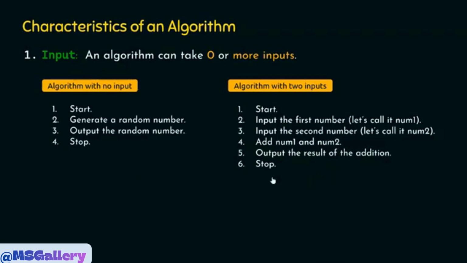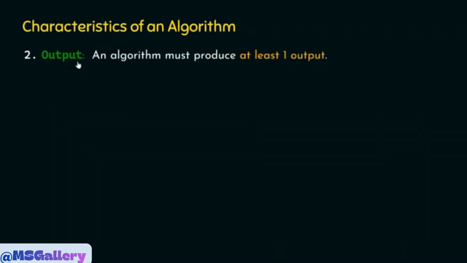So with these 2 examples, it is clear that an algorithm can take 0 inputs or more than 1 input. Now as we have understood this characteristic, let's move to characteristic number 2, which is output. An algorithm must produce at least one output. It is important for an algorithm to produce at least one output.